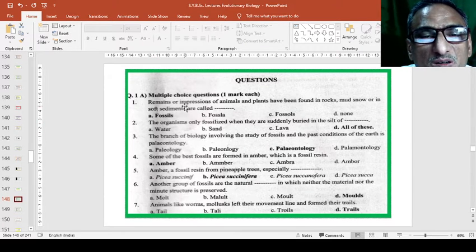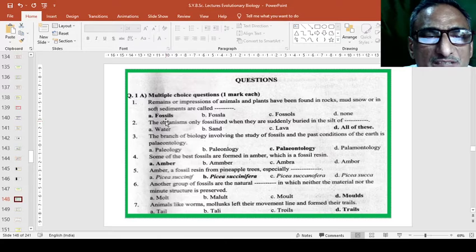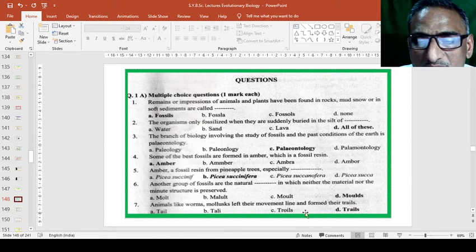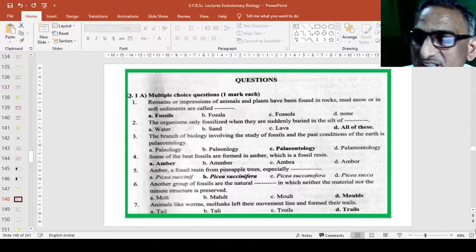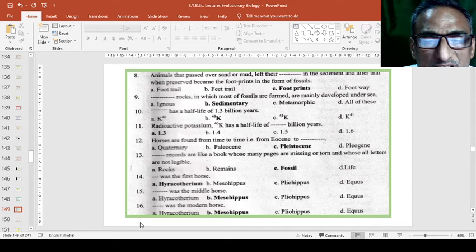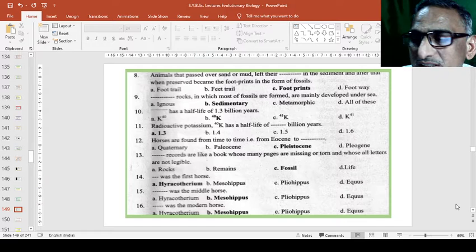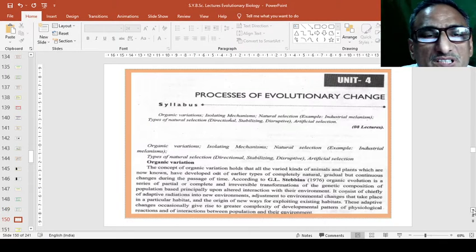So the remains or impressions of animals and plants that have been found in rocks, mud, snow, or in soft sediments are called fossils. Likewise, you can find all the answers. If you have any difficulty, you can communicate with me. Meanwhile, about 16 objectives were given. You can prepare more than these and be ready for the examinations.